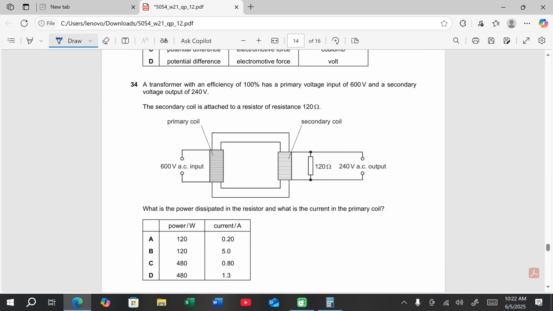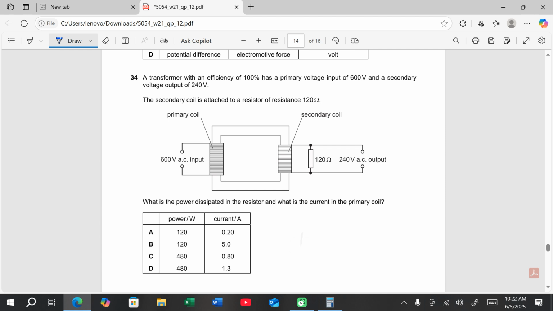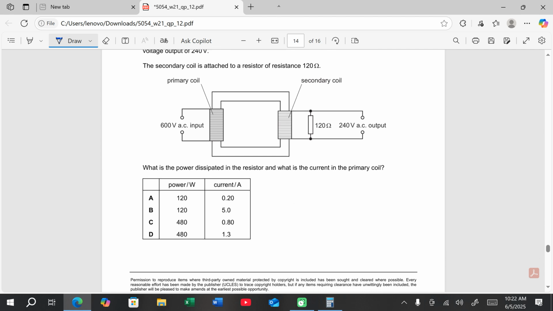A transformer has an efficiency of 100%. The primary voltage input is 600 V, the secondary output voltage is this. The secondary coil is attached to the resistor. So the power on this side has to be equal to the power on this side. So let's calculate the power here. Since P is equal to V squared over R, this is 240 squared over 120, so that is going to give you 480. So this is A and B is wrong, because the power on the primary coil should also be 480. Now we need to find out the current.